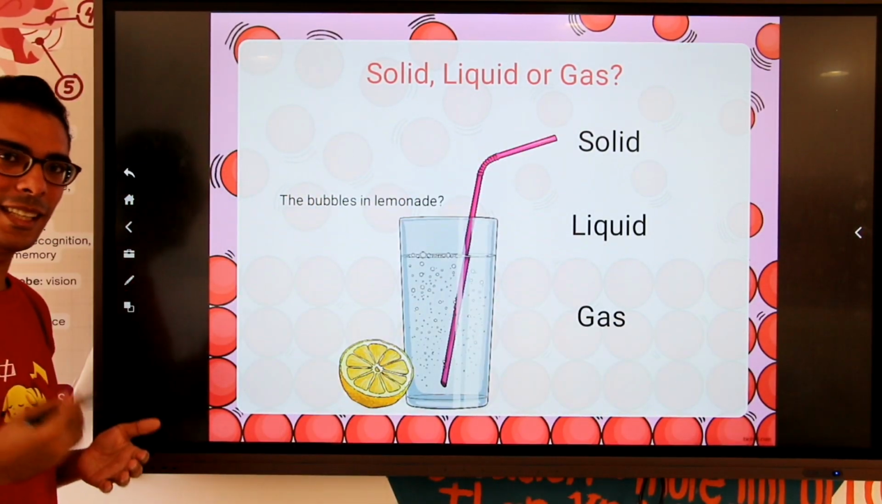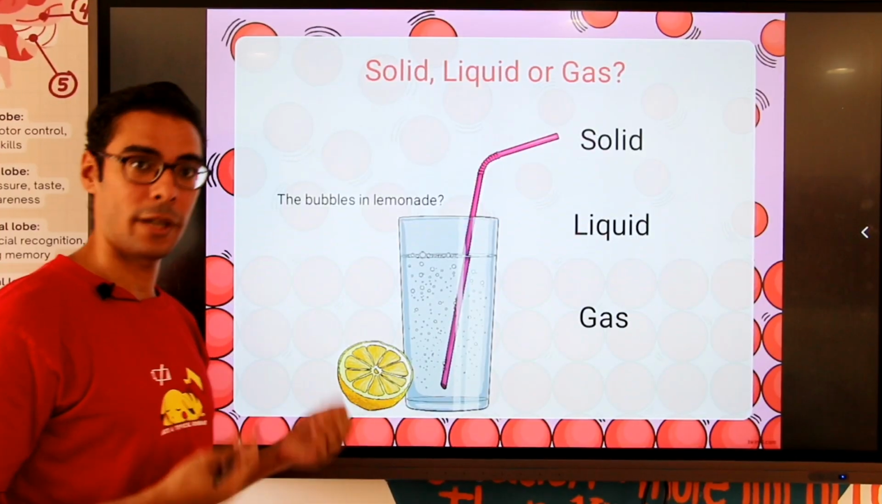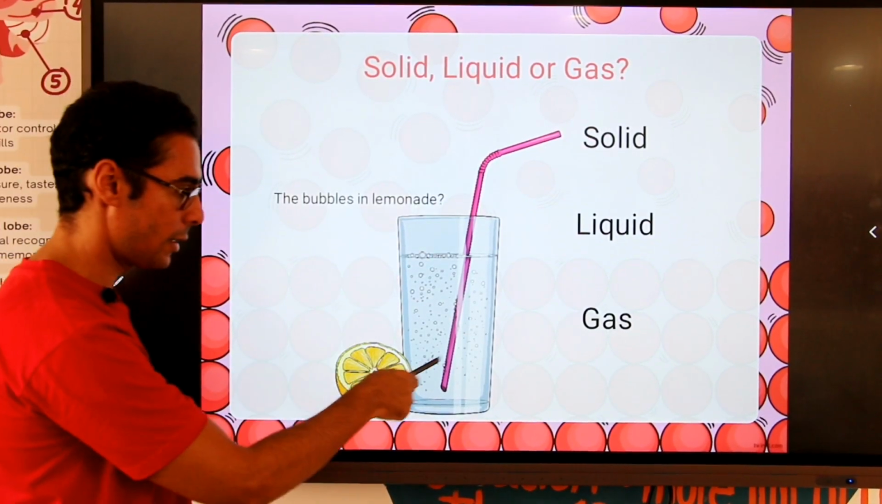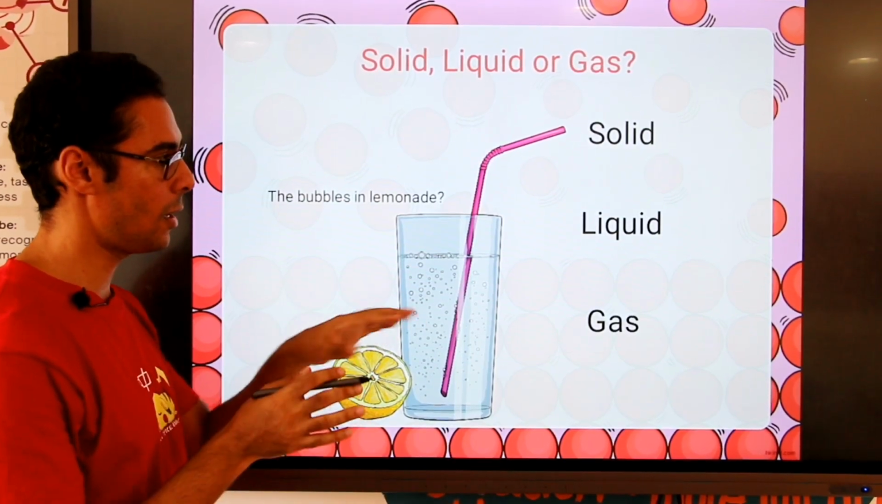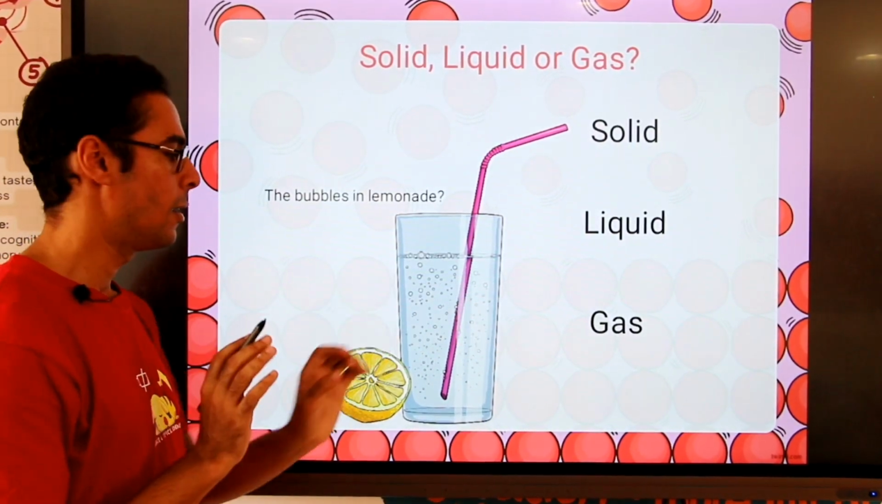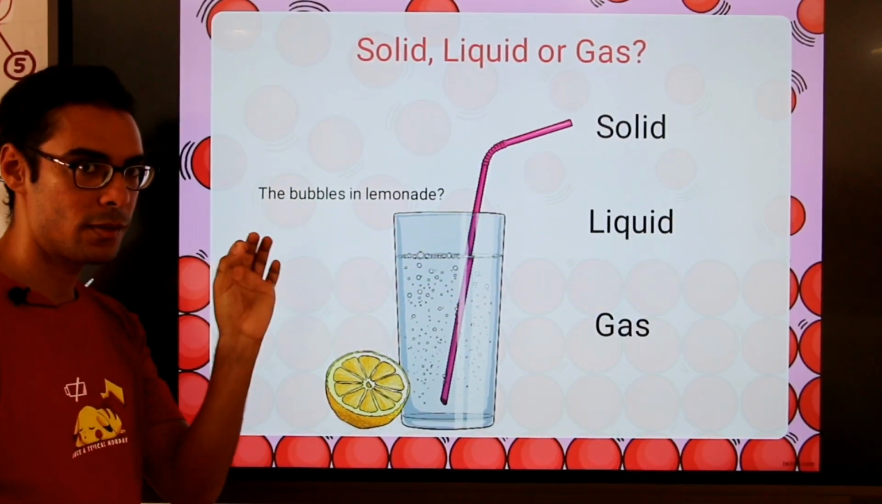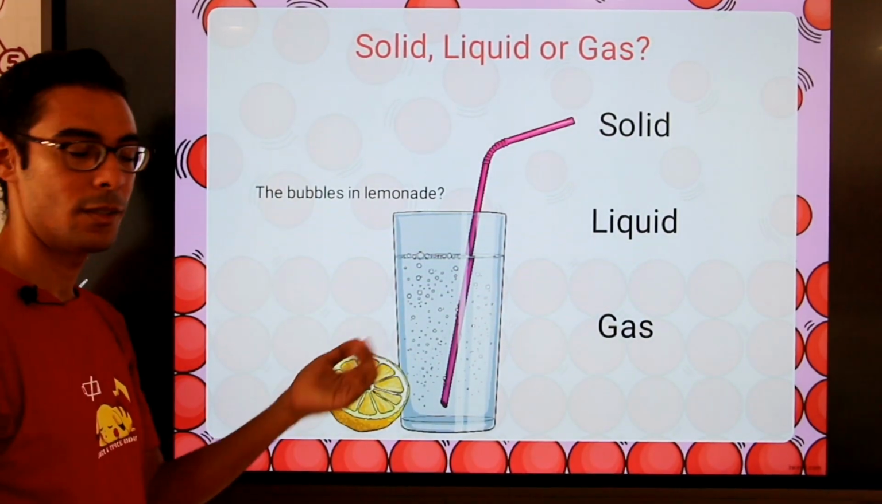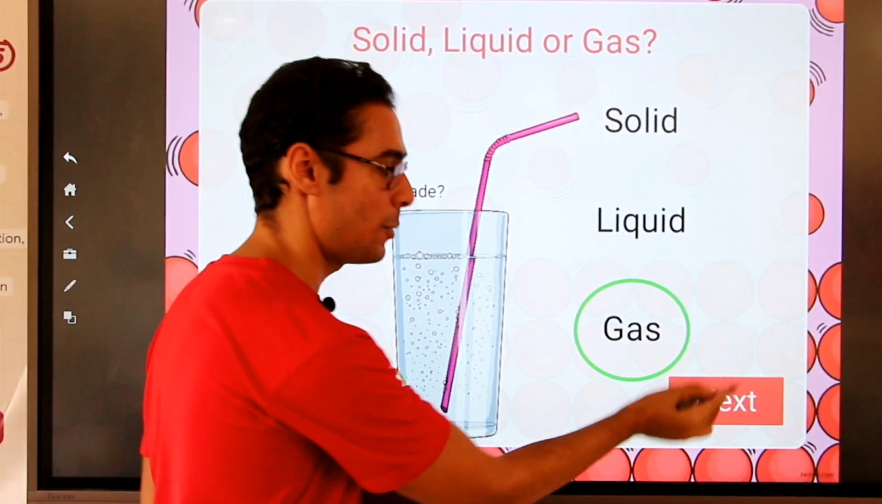Here the question is a little tricky. The bubbles in the lemonade, the bubbles there, what do they represent? I guess you may think it's liquid or gas. But here is a problem. We are asking about bubbles. I'm not asking about the liquid. So I'm asking about the gaseous state. Perfect. Let's move to the next one.